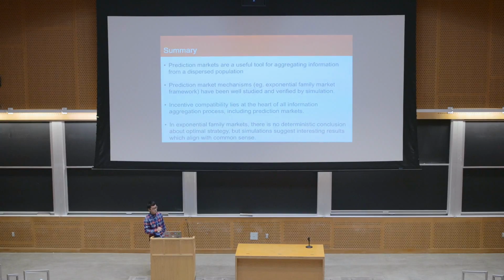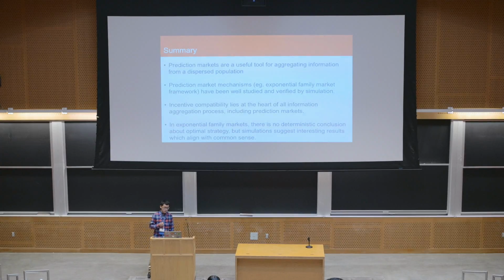So, a summary of this presentation. First of all, prediction markets are a very useful tool for information aggregation, especially from a very dispersed population. And the market mechanism has already been very well studied, especially for the exponential market framework. We also did simulations based on this and verified these results. That is also a part of our project, but we didn't have the time to show that. Another thing is that incentive compatibility lies at the heart of all information aggregation processes, because you want the information that you get to be true and honest.